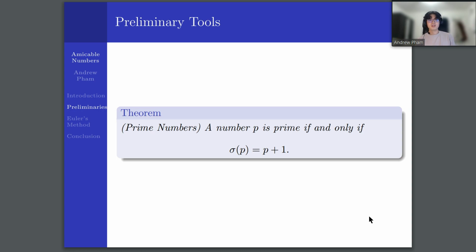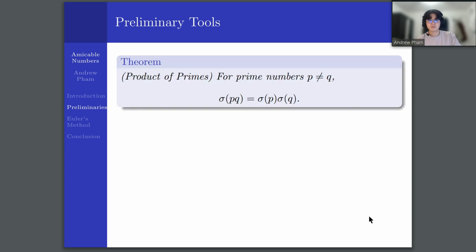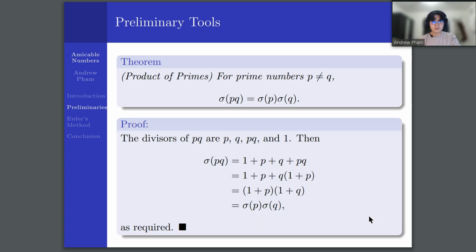All right, that's good. Another property we want to look at is the product of primes. What about sigma of pq, for example? For two distinct primes p and q, sigma of pq is equal to sigma of p times sigma of q. We can easily prove this by seeing that the factors of pq are pq, p, q, and 1. By the definition of the sigma function, we take the sum of those, and through some grouping and factoring, we get (1 plus p) times (1 plus q). But by the prime representation through the sigma function, this is simply sigma of p and sigma of q multiplied together, as required.